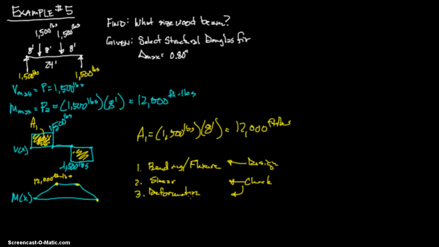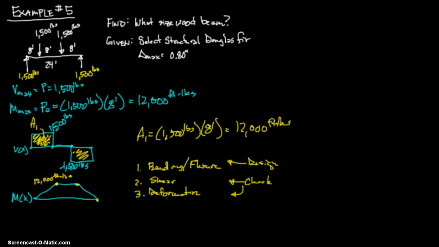And maybe later on, for instance, we'll do a long span steel bridge, and we know it's going to deflect a lot, and that's what's going to control. So sometimes we design for deflection, and then we go back and check shear and bending, knowing they are going to be good. But for all intents and purposes, you want to start with bending and flexure, design for that, and then check the other two. So let's go ahead and do that.